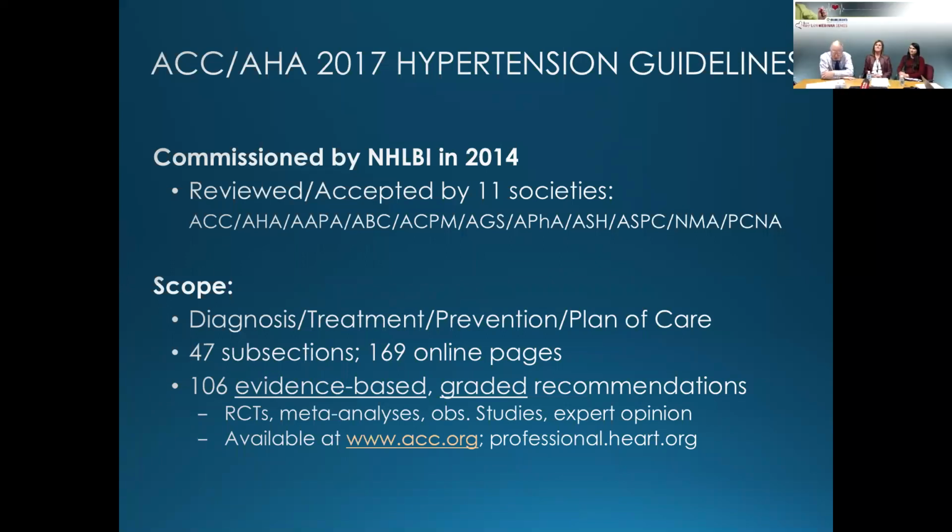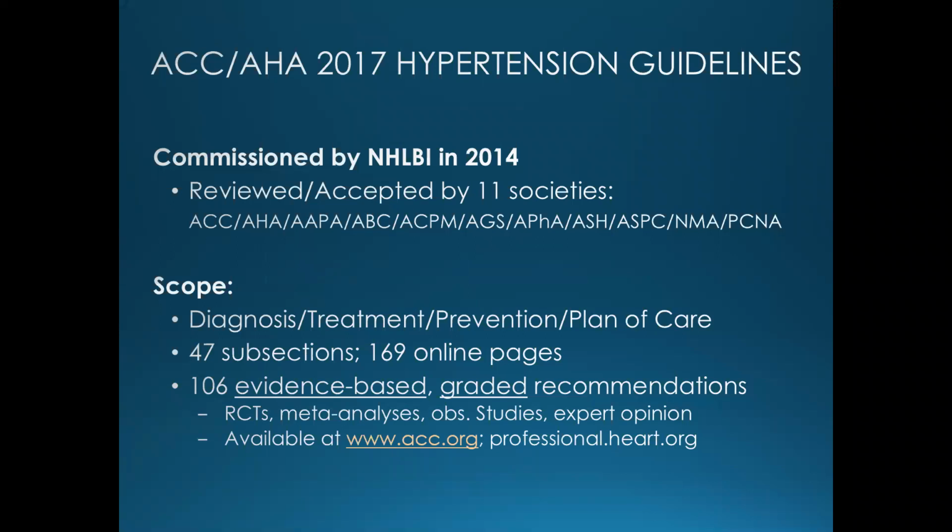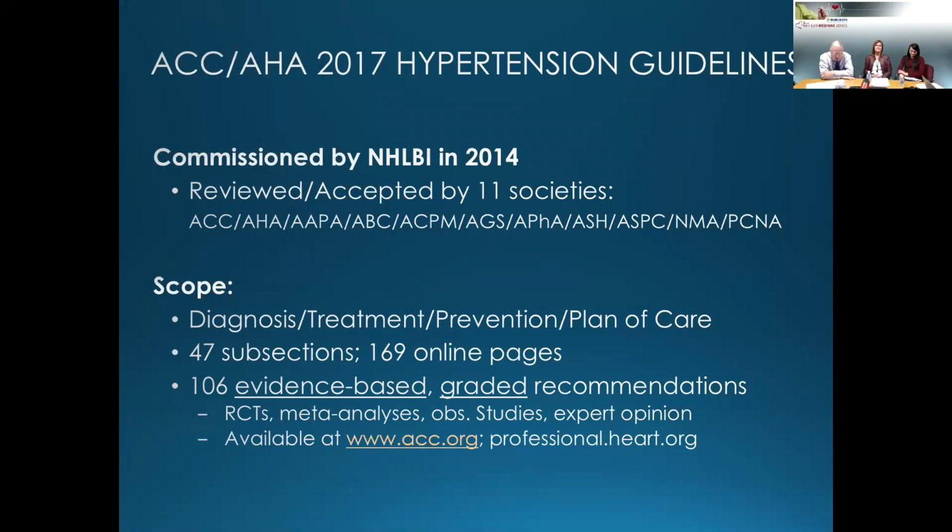The scope of this document is impressive. It's very comprehensive. It covers diagnosis, treatment, prevention, and a plan of care for patients with hypertension. It incorporates 47 subsections in 169 online pages, and it includes 106 evidence-based graded recommendations that are based not only on randomized clinical trials and meta-analyses of those trials, but also on observational studies and on expert opinion. The document is available free at the American College of Cardiology website that you see listed on this slide.